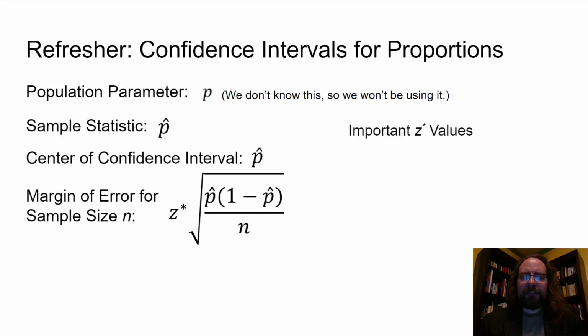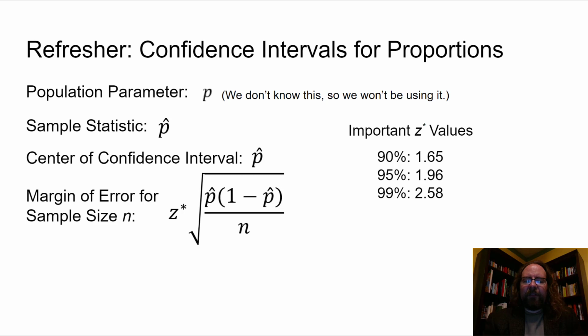And we had to remember certain important critical z values. Specifically for a 90% confidence interval, the critical z is 1.65, for 95% it's 1.96, and for 99% it's 2.58. You're going to see in a little bit why I'm reminding us of those values.